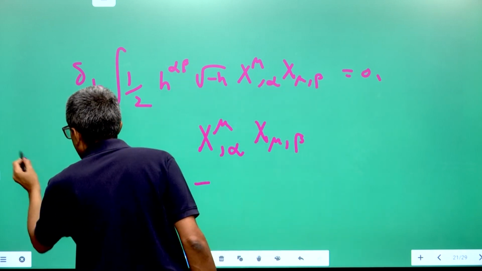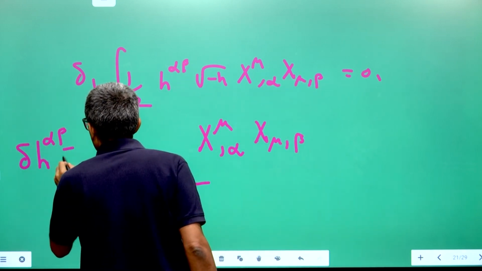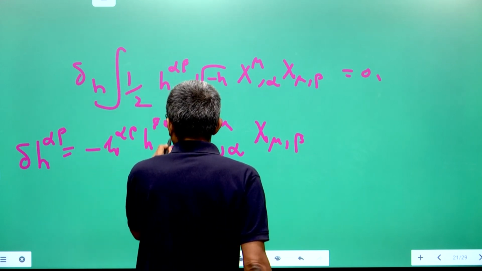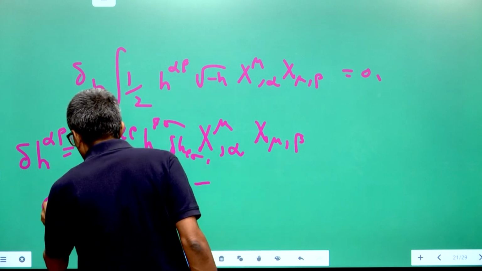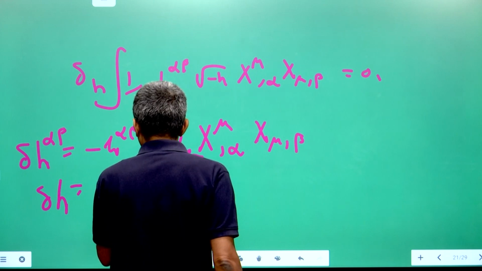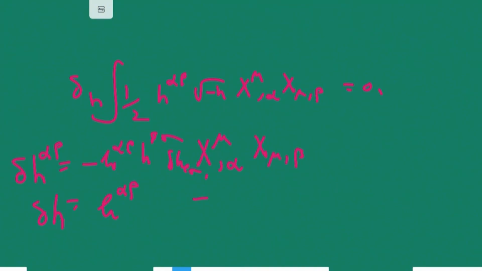What is δh^{αβ}? δh^{αβ} is equal to minus h^{αρ} h^{βσ} δh_{ρσ}. Likewise, δ of the determinant of this is nothing but h h^{αβ} δh_{αβ}. So if you look at δ of root h, it will give you simply δh by 2 root h, which is equal to half root h h^{αβ} δh_{αβ}.